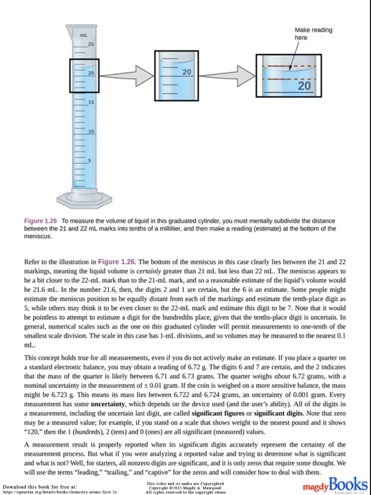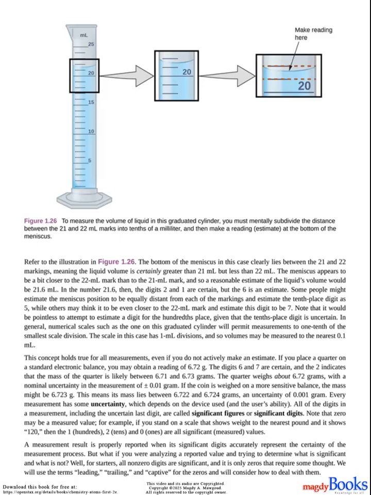Make reading here. To measure the volume of liquid in this graduated cylinder, you must mentally subdivide the distance between the 21 and 22 milliliter marks into tenths of a milliliter, and then make a reading, an estimate, at the bottom of the meniscus. Refer to the illustration in Figure 1.26. The bottom of the meniscus in this case clearly lies between the 21 and 22 markings, meaning the liquid volume is certainly greater than 21 milliliters but less than 22 milliliters.